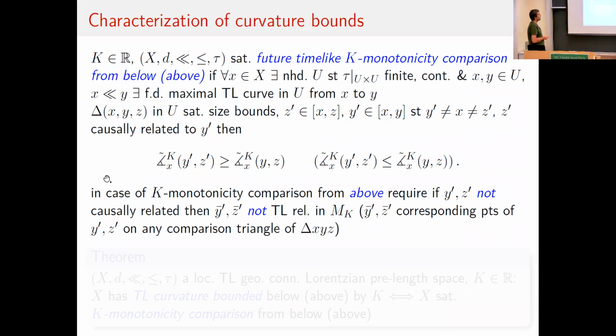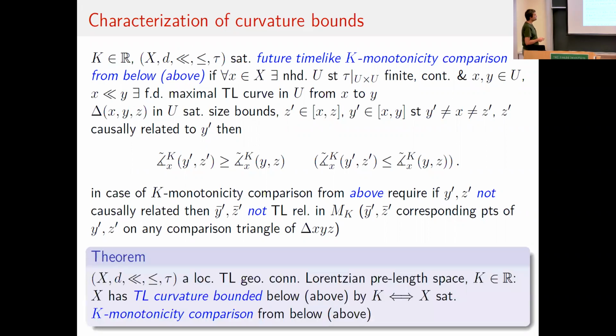And if you have K monotonicity comparison from above, you actually have to require that if Y prime and Z prime are not causal related, then the comparison points are not time-like related in the model space, because this actually follows from the triangle comparison, but here it would not follow just by looking at the angles. So you have to require it, and actually you can show that this is the equivalence, so this is the right condition. So this was, as I said, the future version, but you need to be able to have all combinations, so this gets a little bit combinatorial.